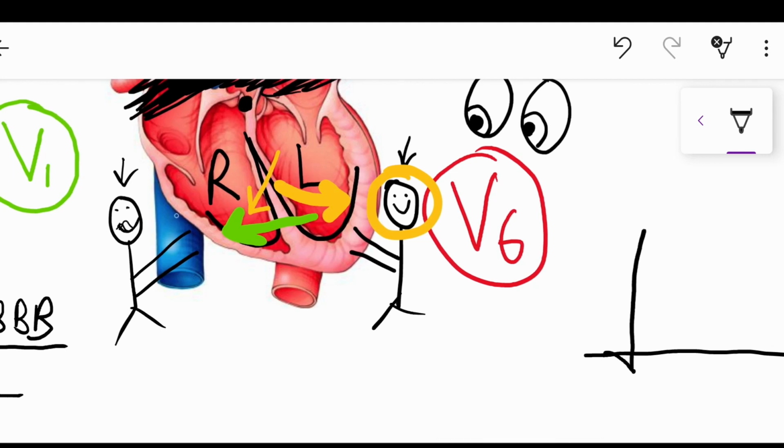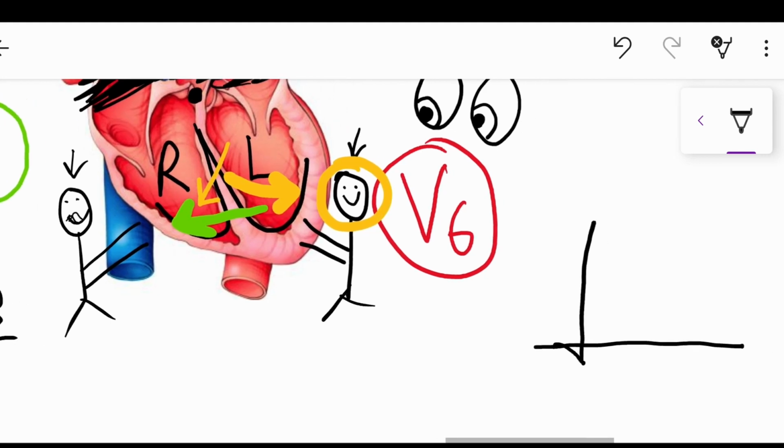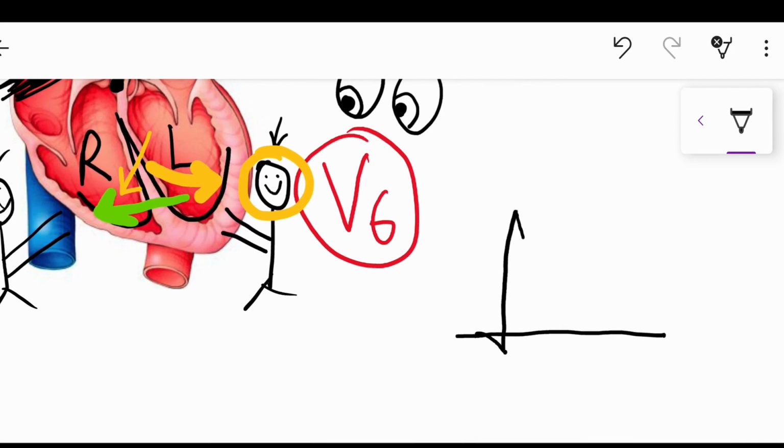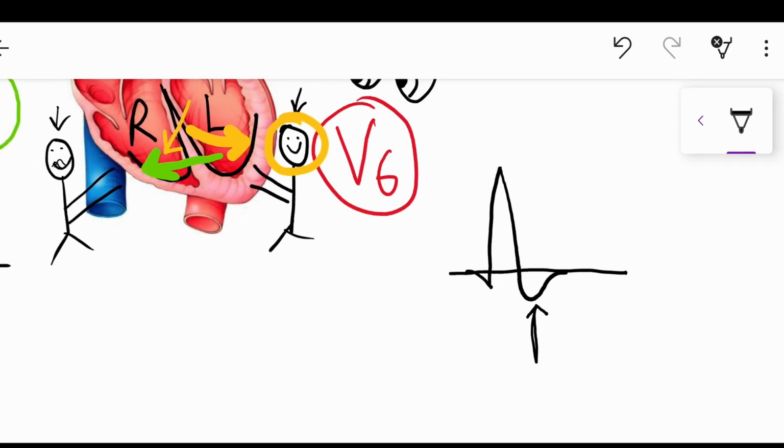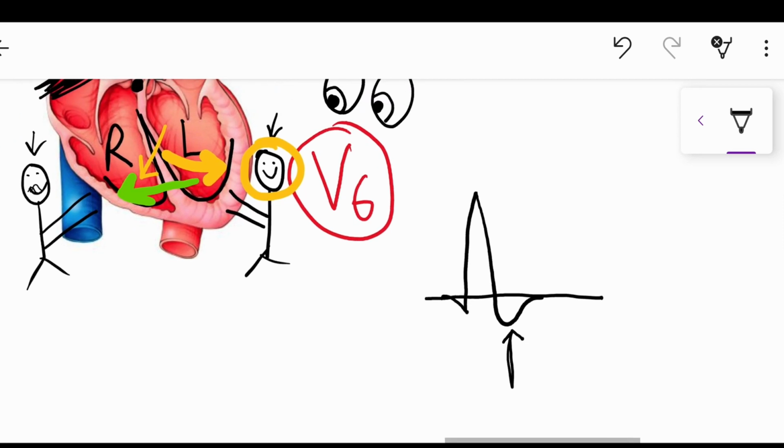Then the right one comes back online. Alright. He wants the wave back. Alright, give him the wave back. And then we get to this, okay? We get this overshoot here, this S wave, okay? This is your depression. This is your identifying factor for right bundle branch block in the perspective of V6.